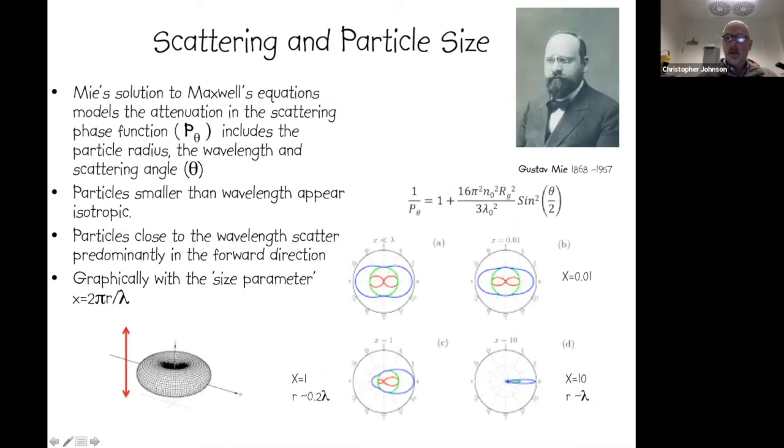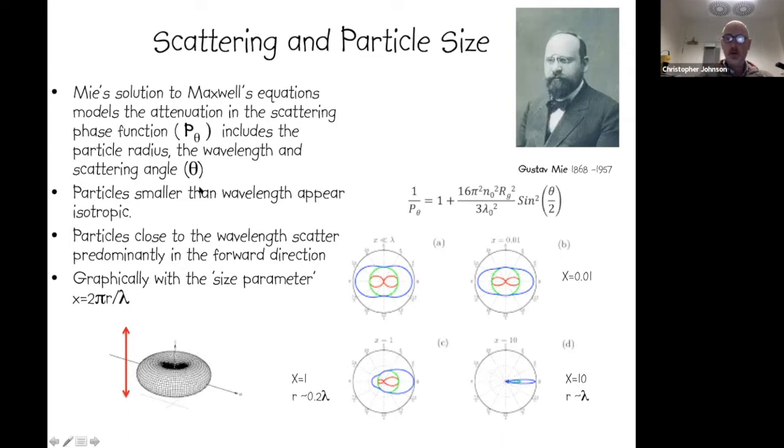So after Rayleigh described the phenomenon of scattering and how this is occurring, Gustav Mie produced the solution to Maxwell's equations, which models the attenuation in the scattering phase function and includes information about the particle radius, the wavelength of light, and the scattering angle.